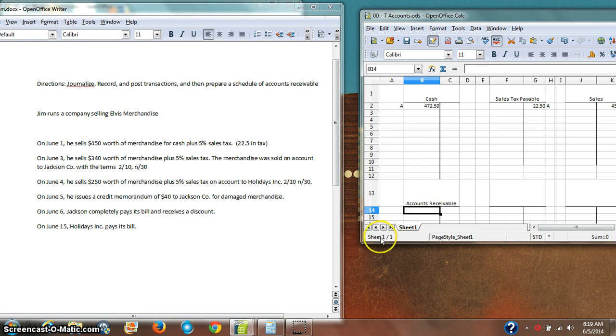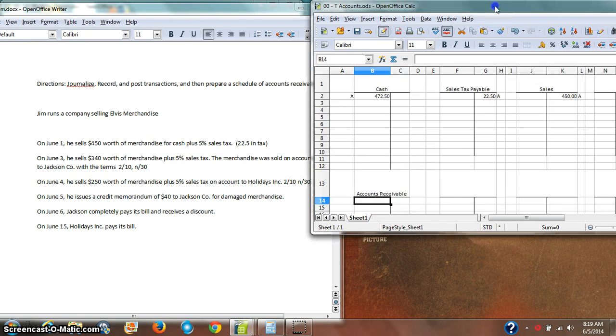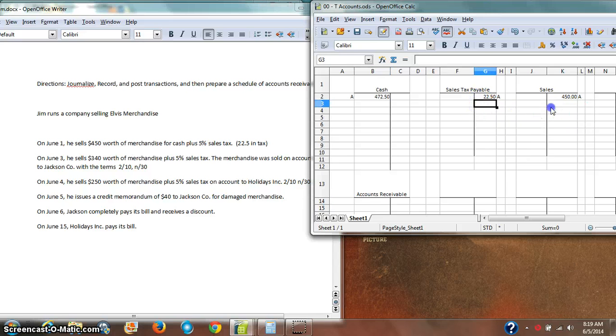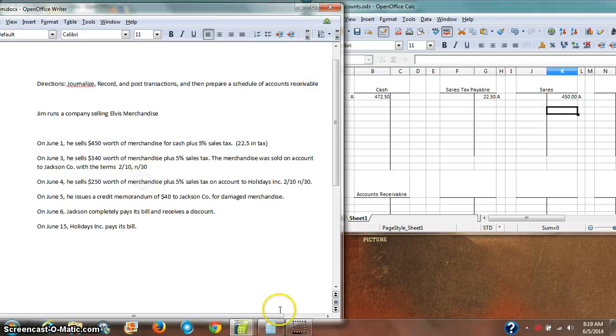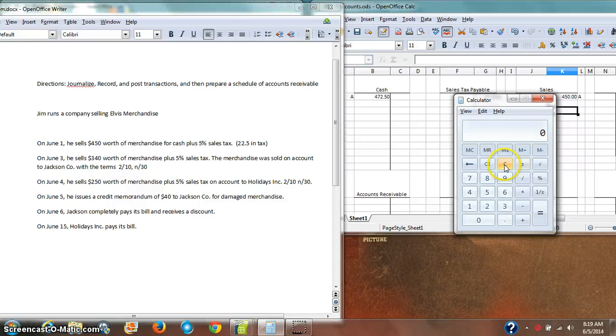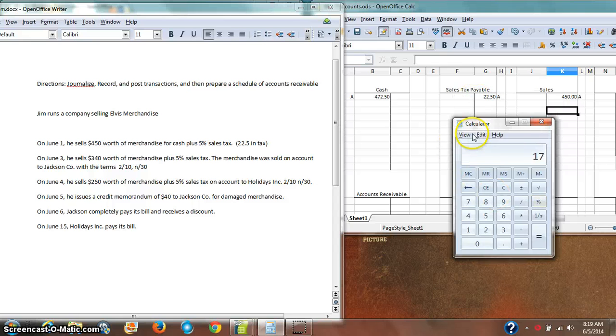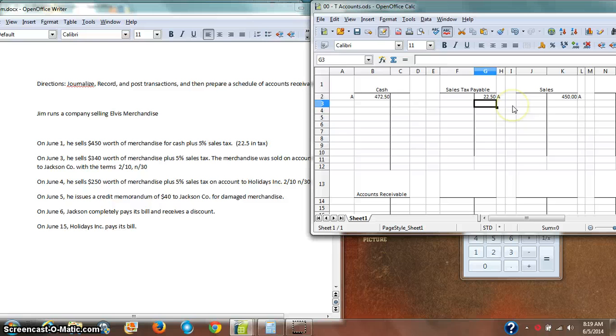There it is, accounts receivable. And then the other two things are going to go to sales tax and sales, just like they did before. But this one doesn't give my sales tax, so I'll have to figure that out myself. It's going to be 340 times 5%. $17. That's how much sales tax is going to be owed.